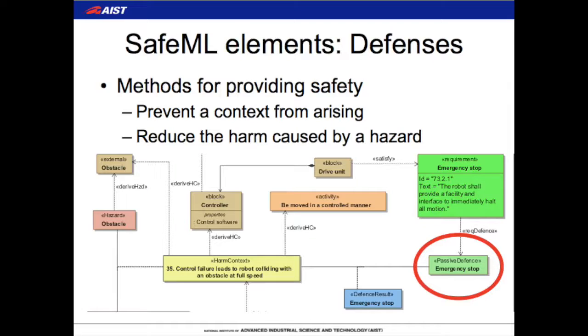So SafeML represents defenses using the active defense and passive defense elements. And these elements represent a safety feature in the design that is used to provide safety. Defenses are related to the harm context because rather than targeting the hazard, which is always present in the system, a defense targets a hazardous situation that allows harm to be caused, either by trying to prevent that hazardous situation from occurring or to mitigate the harm that may be caused when the hazardous situation does occur.